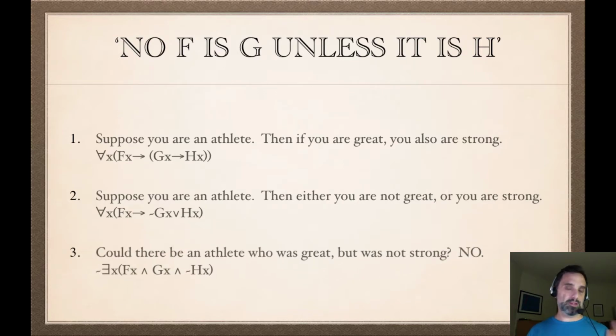And we can also symbolize this with a negated existential. So what this rules out, so "no athlete is great unless she is strong," is that there's something that's an athlete and great and not strong. So not some x, Fx and Gx and not Hx. Those are all equivalent symbolizations. They're all acceptable.